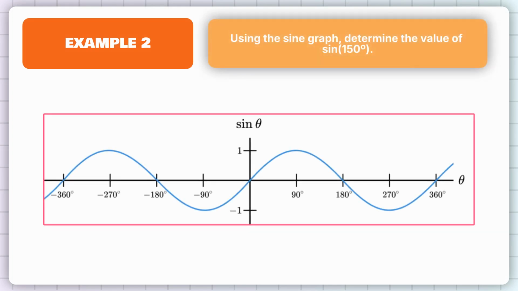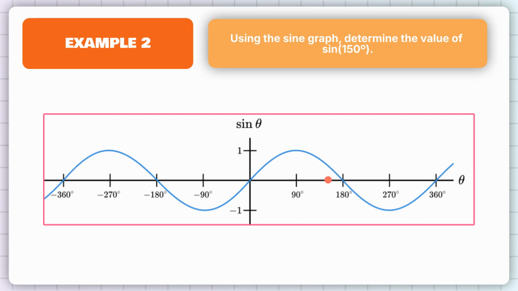Our next example will involve finding the sine of a given angle, using the graph. Using the sine graph, determine the value of sine of 150 degrees. Step 1 is to locate the angle. Find 150 degrees on the x-axis of the sine graph.